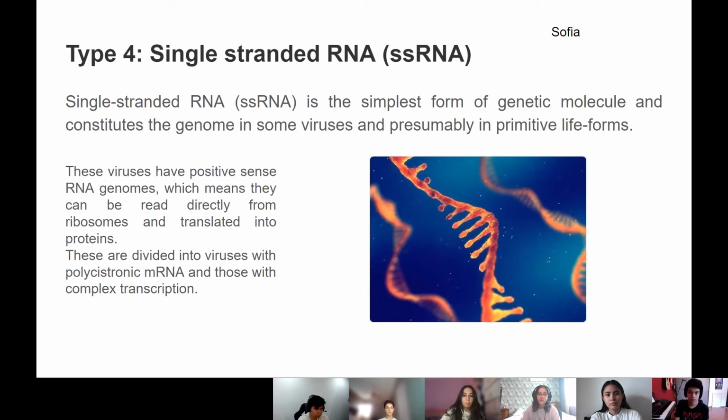Type 4: single-stranded RNA is the simplest form of genetic molecule and constitutes the genome in some viruses and presumably in primitive life forms. These viruses have positive-sense RNA genomes, which means they can be read directly by ribosomes and translated into proteins. These are divided into viruses with polycistronic mRNA and those with complex transcription.